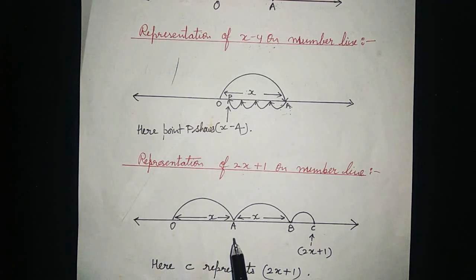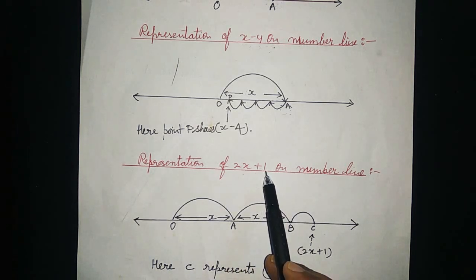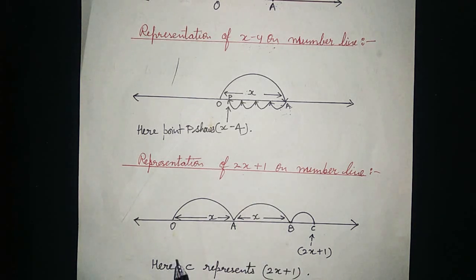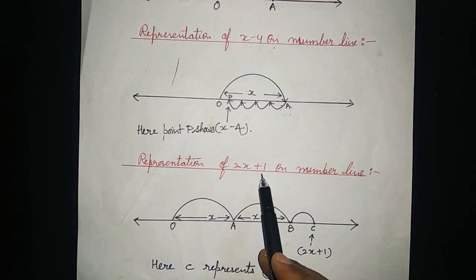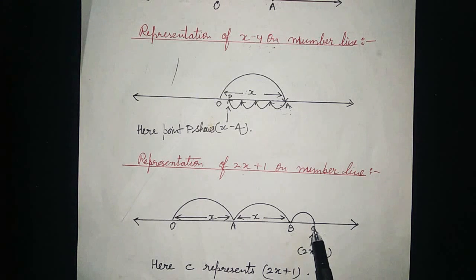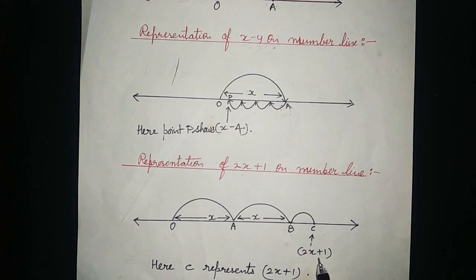Okay. After this you can see plus 1. Here plus 1 is a constant number and it is positive. So one unit you will move to the right of this point B. Okay. So after this position you will move 1 unit and then you will reach at the point 2x plus 1. Like this point C represents 2x plus 1.